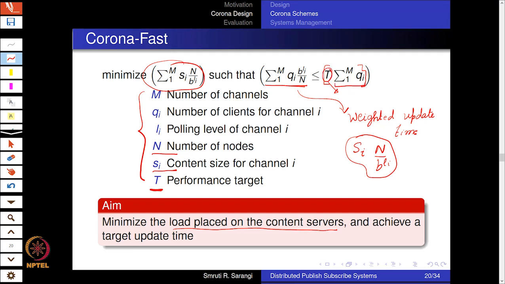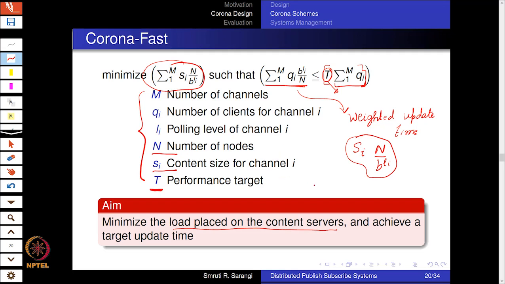But the key aim over here is that I want to achieve a target update time, and the target update time should be less than a threshold. And the threshold is proportional to the total number of clients across all the channels, which it should be. If there are fewer clients, I should expect a lower update time. And if there are a lot of clients, I should expect a larger update time.